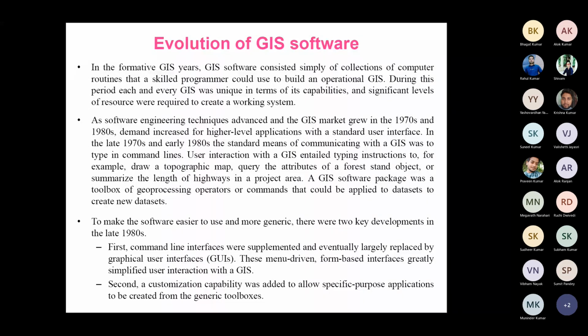To make the software easier to use and more generic, there were two key developments in the late 1980s. First, the command line interface was supplemented and eventually largely replaced by the graphical user interface, GUI. These menu-driven, form-based interfaces greatly simplified user interaction with the GIS. Second, a customization capability was added to allow specific purpose applications to be created from the generic toolboxes.